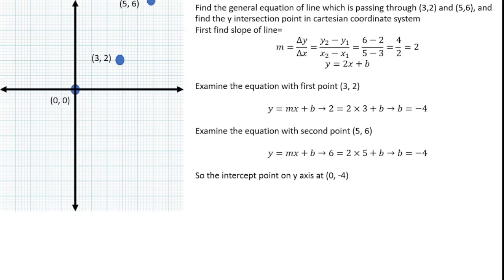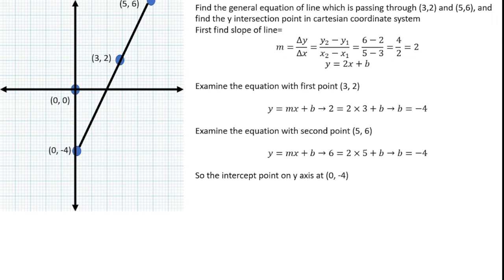So if we connect the 3, 2 and 5, 6 points with each other, where the line meets the y-axis, let's see, the line may meet at 0, minus 4. Graphically, I can explain in this manner. But in a mathematical manner, how can we explain? How can we get those points?